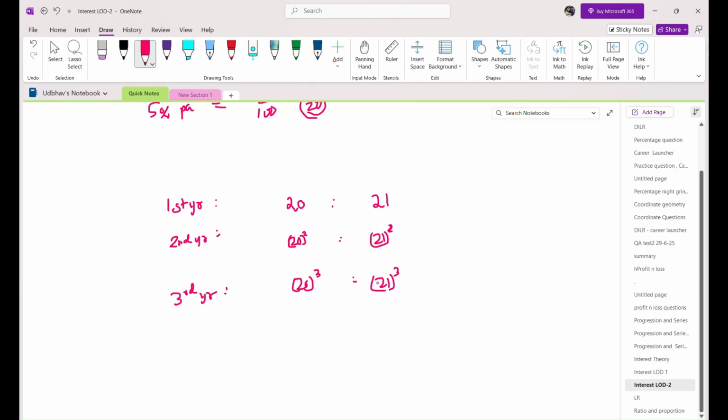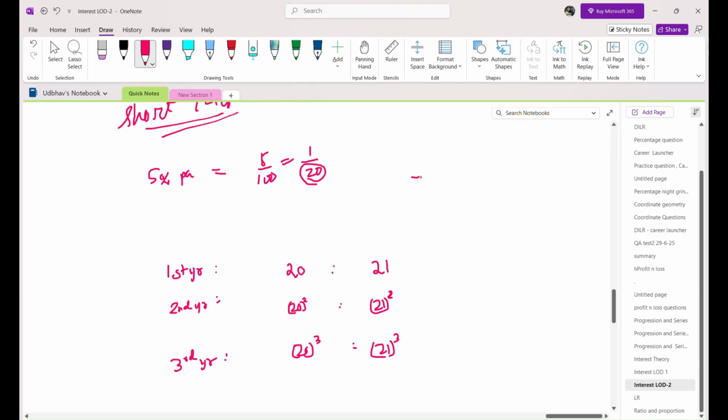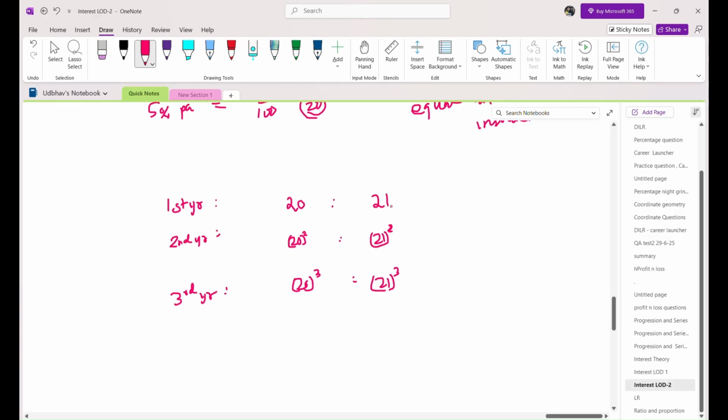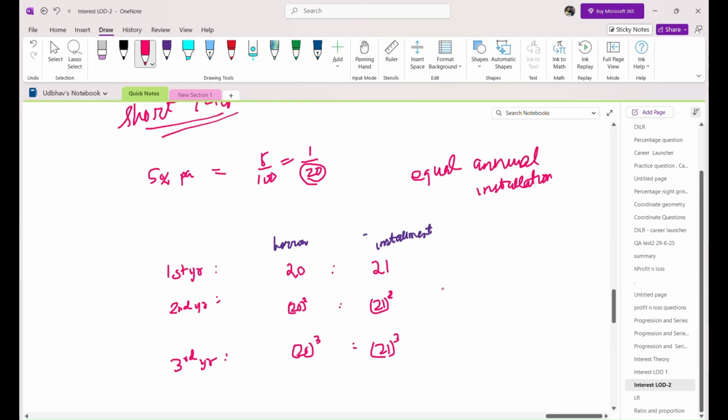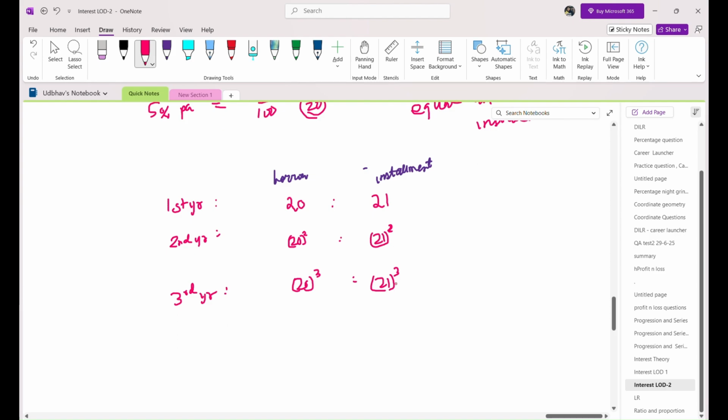So now, as we are told in the question that we have to give equal annual installments, we are asked to find equal annual installments. Can you see, these were the installments, right? I'll just write it. This is the amount we borrow and these are the installments. So this installment is 21, this is 21 square, this is 21 cube. These are not equal. We want every year it should be equal. So how can we make it equal?